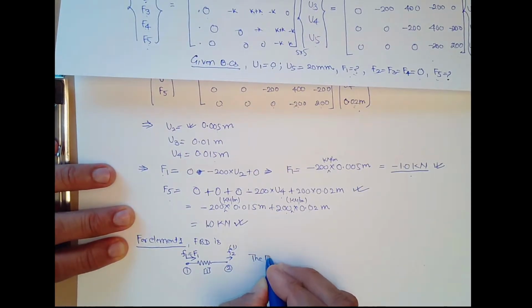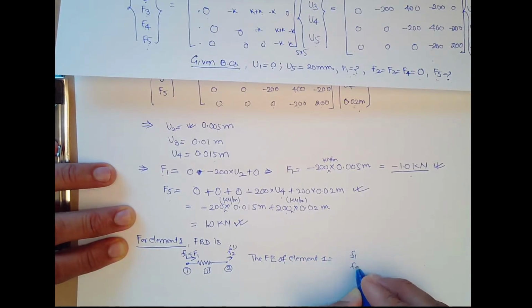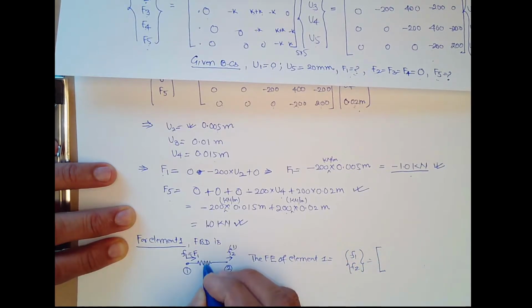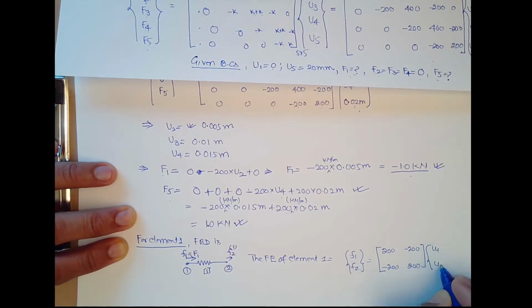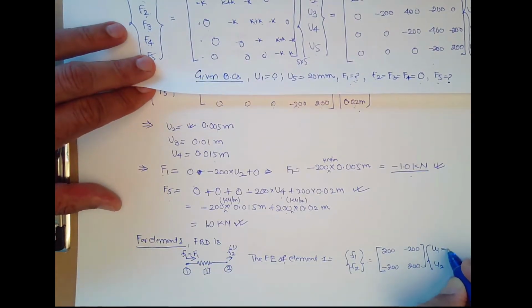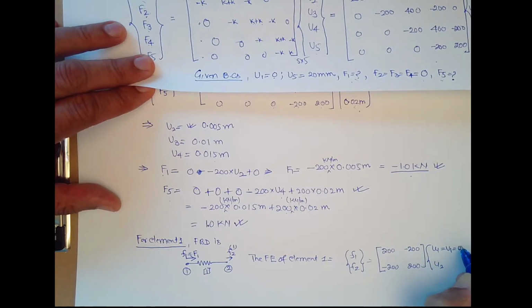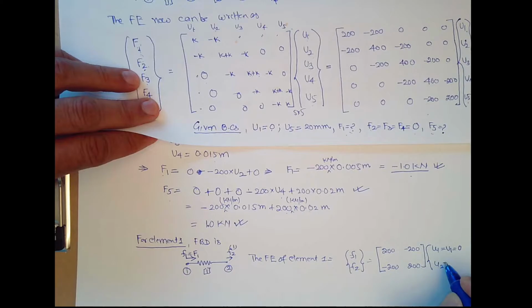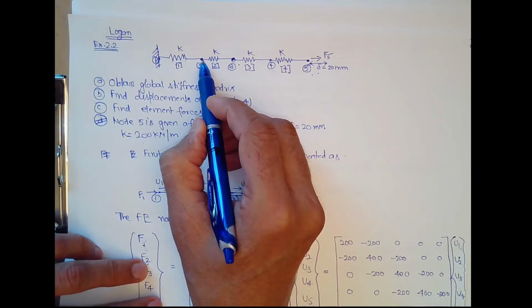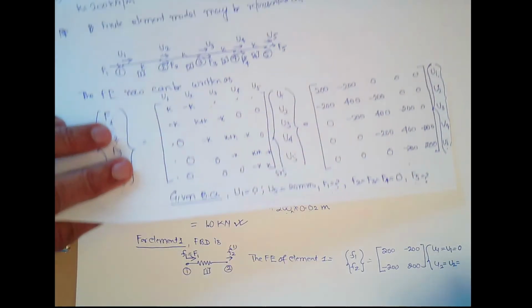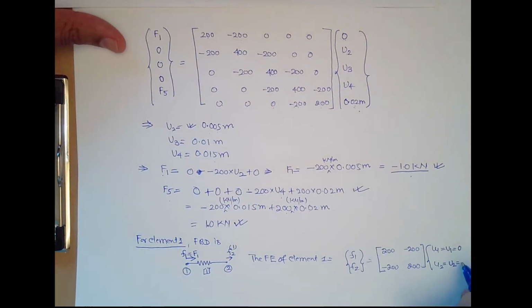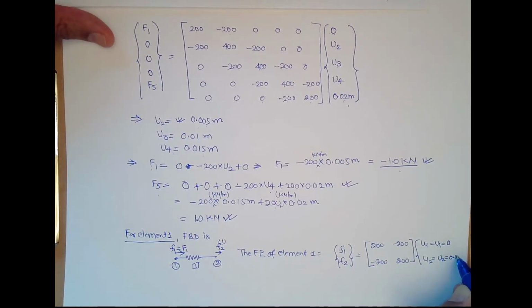The finite element equation of element 1: F1, F2 equals K, which is 200, times the matrix 200, minus 200, minus 200, and 200, times U1 and U2. U1 is by default equal to the global value, and that is 0 here. U2, you know that the net resultant nodal displacement for this element or that element must be one single value. So that is capital U2, which we have already calculated, that is 0.005.